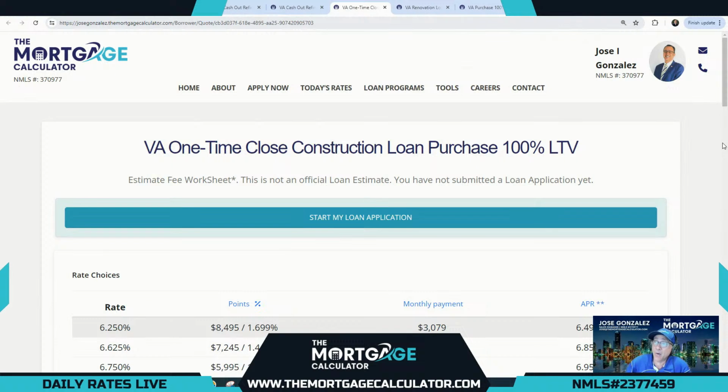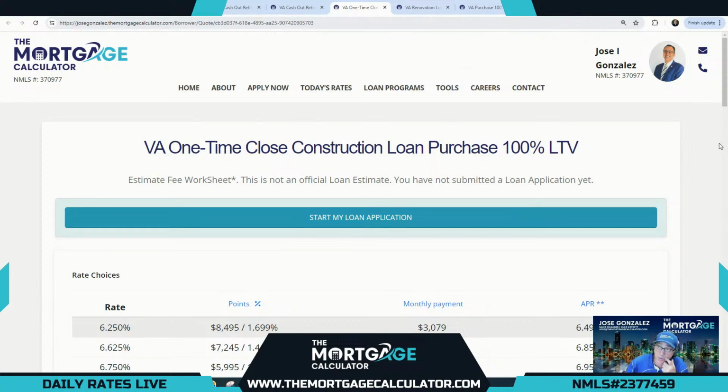And our VA one-time close construction loan purchase at 100% LTV. This is another great option to deal with tight inventory of existing real estate options, right? So this one, you can buy the land and build the home with one loan. So great option here. The one-time close.